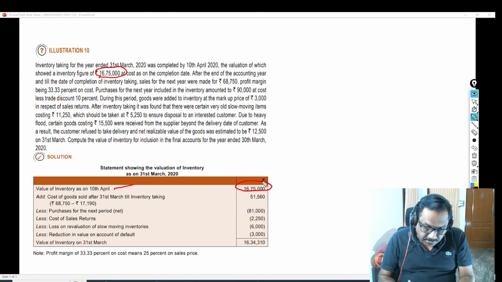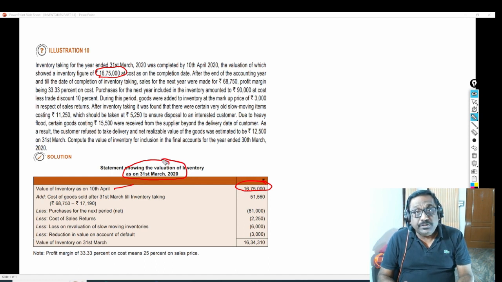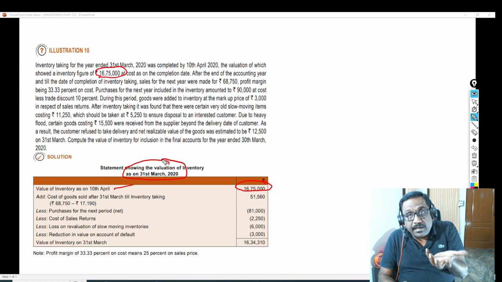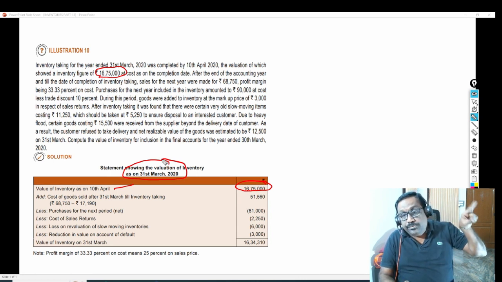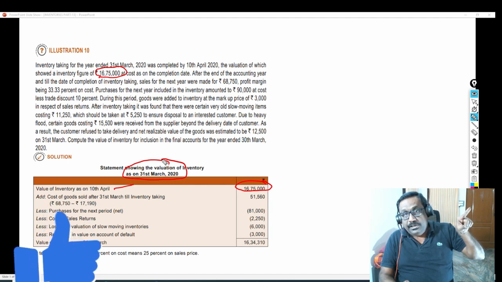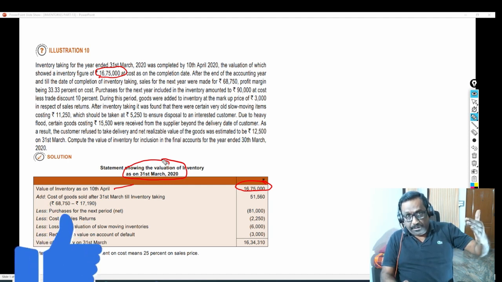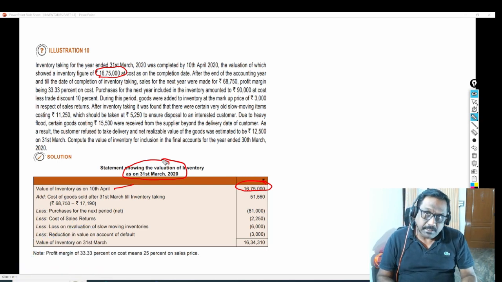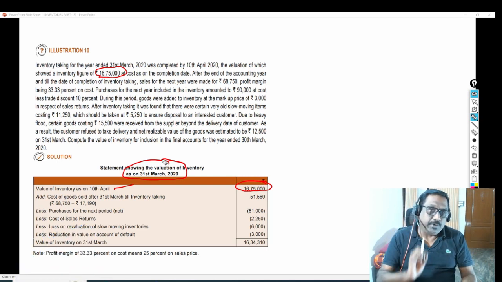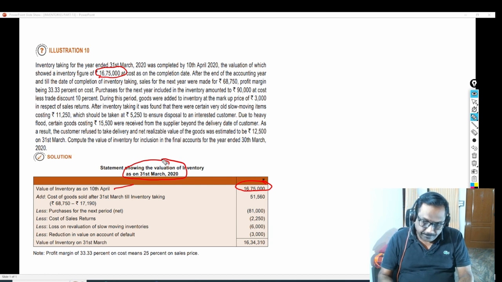Now we are arriving at the inventory valuation as on 31st March 2020. Though the physical inventory taking is completed by 10th April, the valuation has to be done as of 31st March 2020. We are doing a back calculation to arrive at the inventory value as of 31st March 2020. That is a point you need to keep in mind. So we have taken 16,75,000 into account.